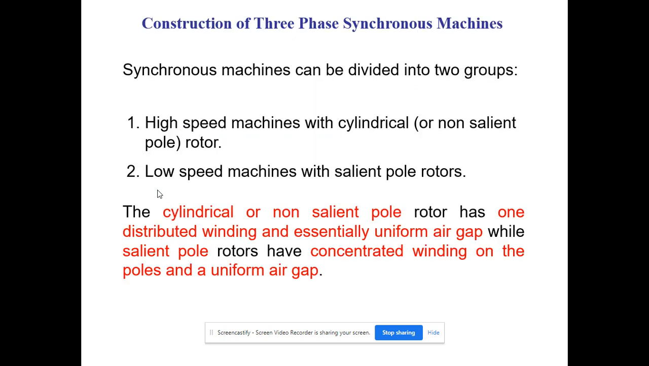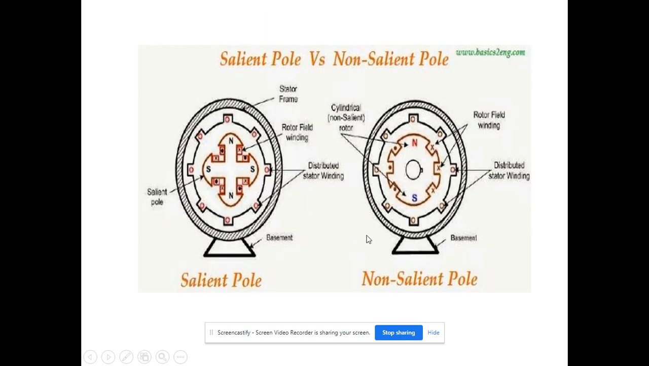This machine can be classified into two types. One is the high speed machine, and the other is the low speed machine. The high speed machine is the non-salient pole type, and the low speed machine is the salient pole type. Through the diagram, we will discuss the salient pole type and non-salient pole type.